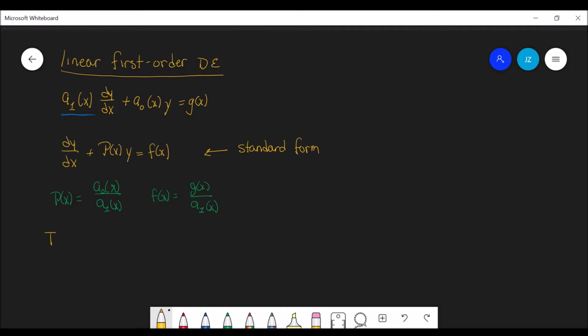Furthermore, if f of x is 0, then the equation is said to be homogeneous.